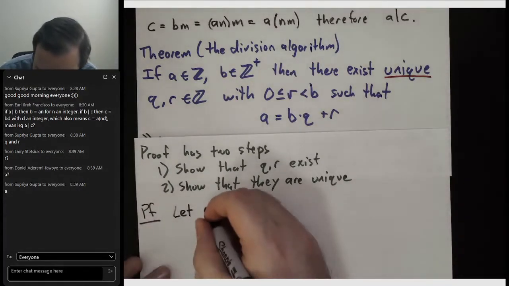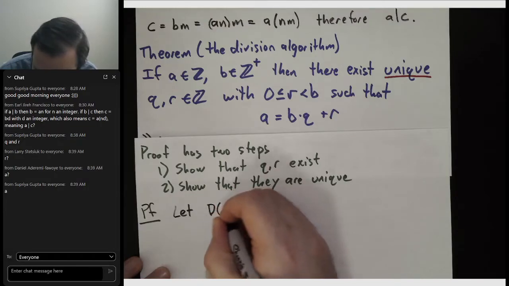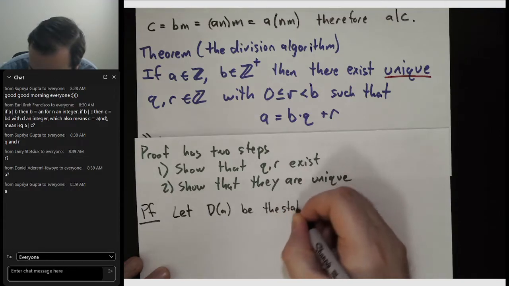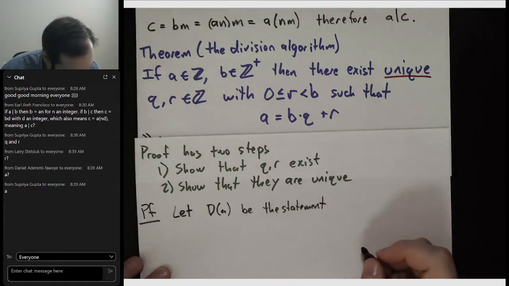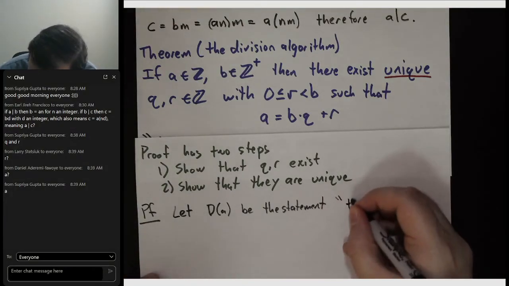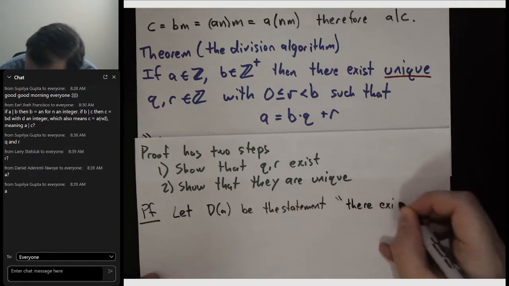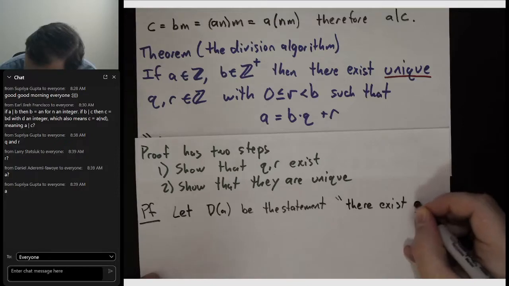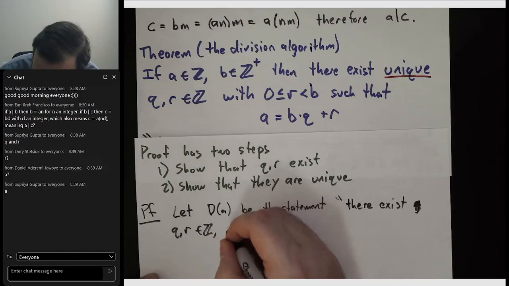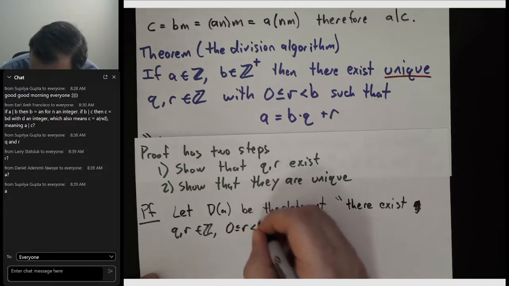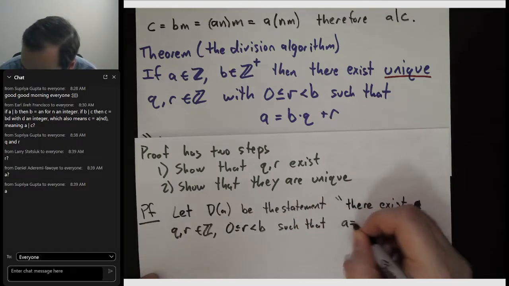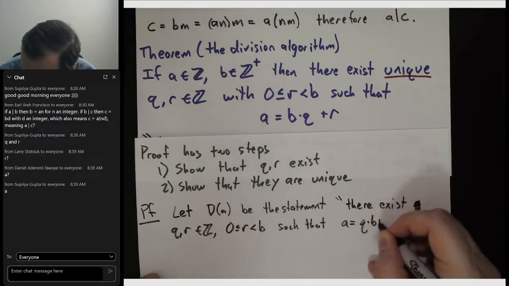So we're going to let D of A be the statement that there exists Q and R both integers, 0 less than or equal to R less than B, such that A is equal to Q times B plus R.